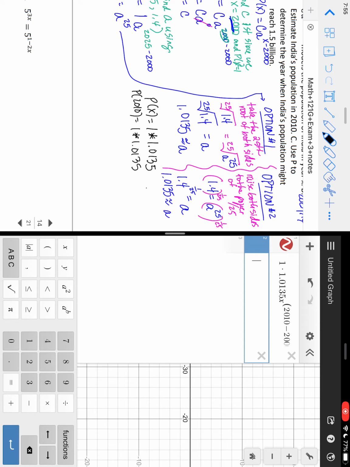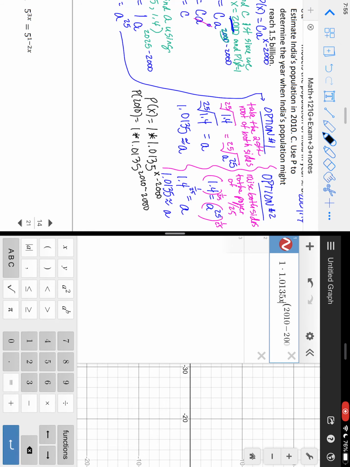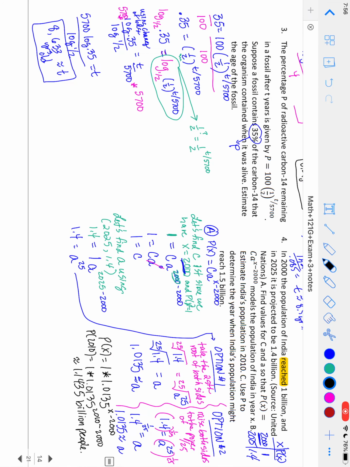Okay, so this is 1.0135 to the x minus 2000. And so this was 2010 minus 2000. So let me take off that x. And it is about 1.1435 billion people. Okay. So that's part B.